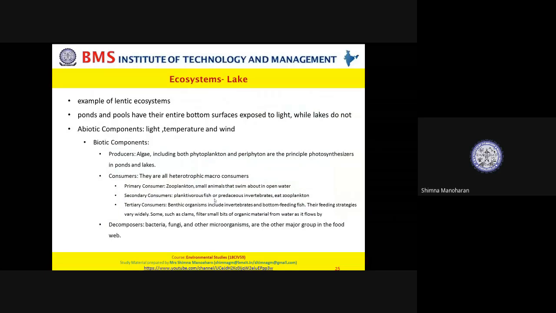Pond and pool will have their entire bottom surface exposed to light. That explains what was said by Pratik. Pond has a shallow bed, whereas lake has a deep bed. The abiotic components are light, temperature, and wind. Biotic components are again producers, consumers, and decomposers. Producers are phytoplankton. Consumers are zooplankton or small animals that swim. Then secondary consumers, tertiary consumers, and finally decomposers, which are bacteria, fungi, and other microorganisms.